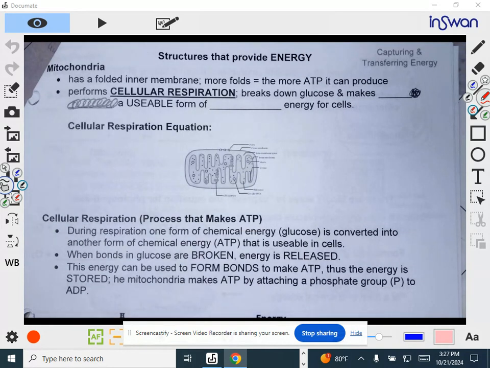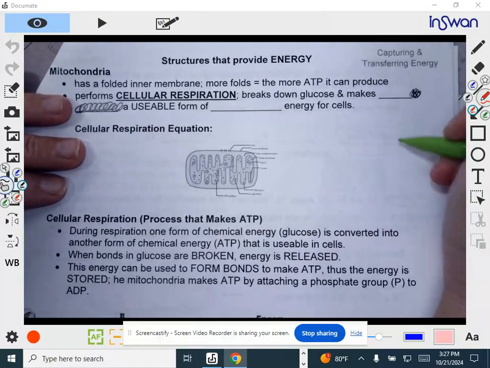All right, and these next two pages, we're going to be looking at cell structures that are involved in the transfer of energy. And we're going to be looking at the mitochondria and the chloroplast. Now, I know that you've heard before that the mitochondria is the powerhouse of the cell. And let's make sure that you really understand why that's the case.